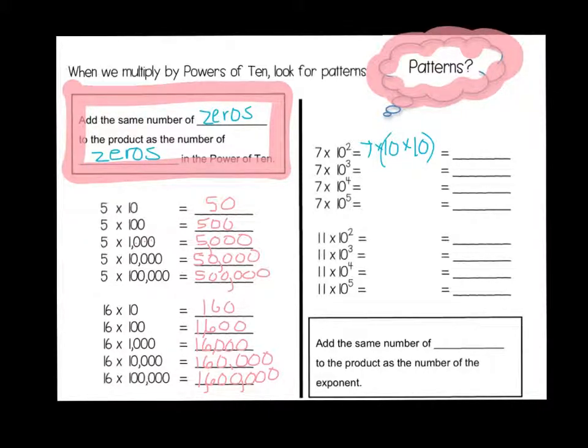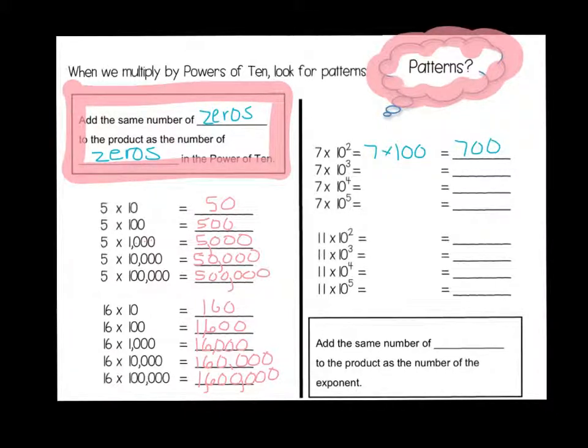Because that's what 10 to the second power equals. So if I multiply 10 times 10, essentially that's going to be multiplying 7 times 100. And if I multiply 7 times 100, I'm going to get 700.